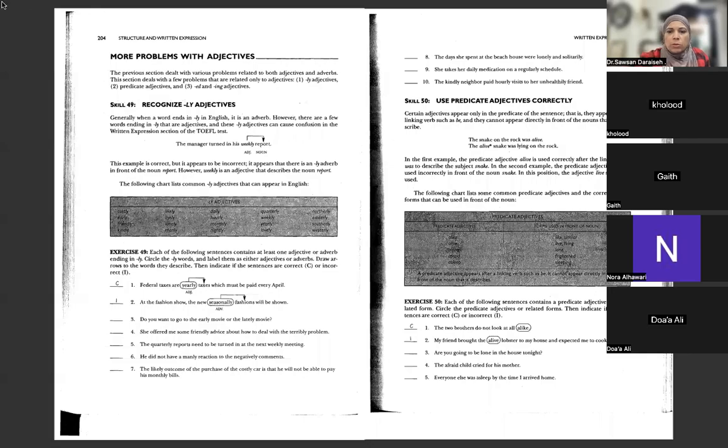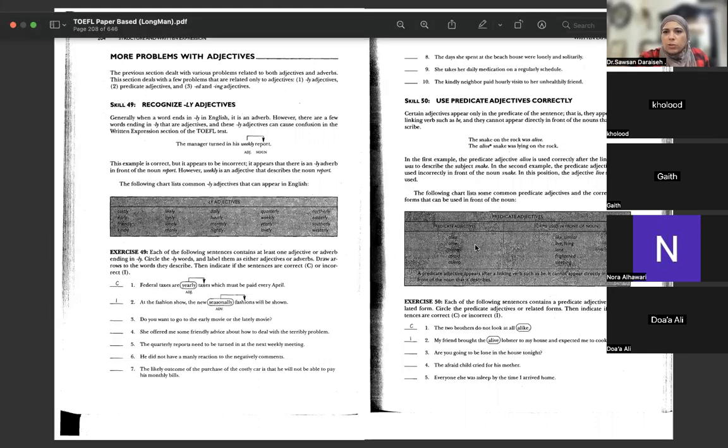So I'd like to welcome you guys again and tell you that today the skill that we are discussing is skill 50, and it's called use predicate adjectives correctly.